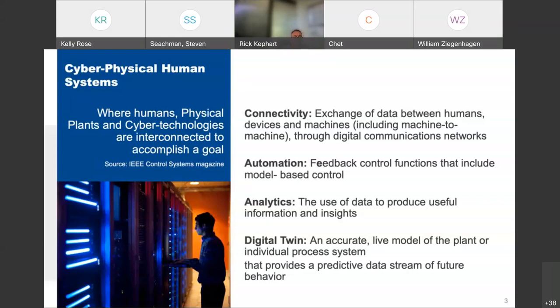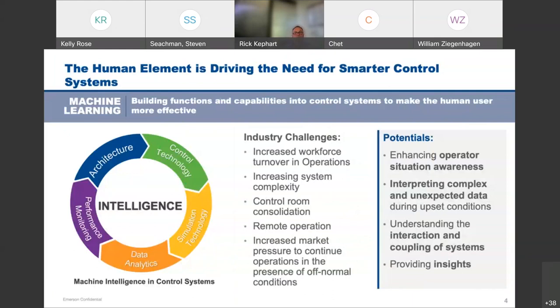So if I think a little bit about the challenges we have here, I like to start off with talking about some of the challenges. And if I rank them, and this is what we see, I see three major challenges that we have in the power generation industry today. And the first one is what we traditionally call workforce turnover. And I like Kelly's term about workforce evolution because it really is an evolution.